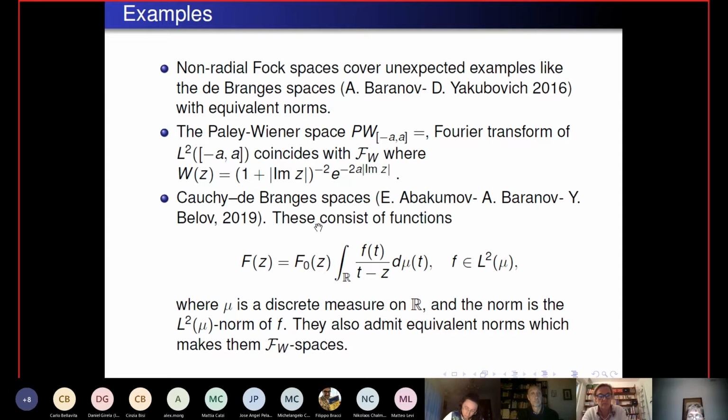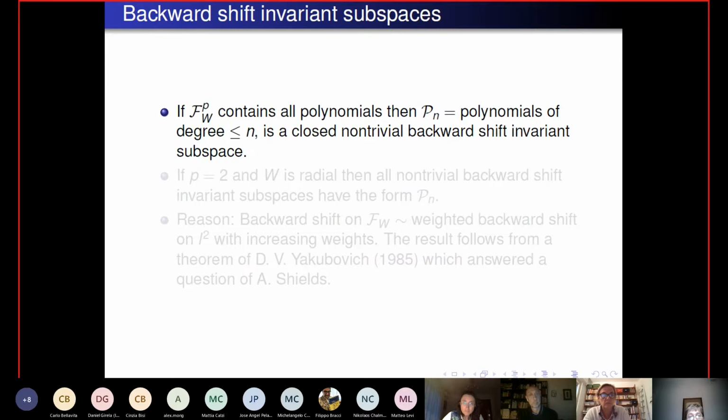Then you have a more general notion which was introduced last year by Evgenia Bakubov, Anton, and Yura. And these look like this, except that mu is not necessarily on the reals. It can be also in complex. And the norm is given by the L2 norm. In this case, you can also make them Fock spaces, but with non-radial weight.